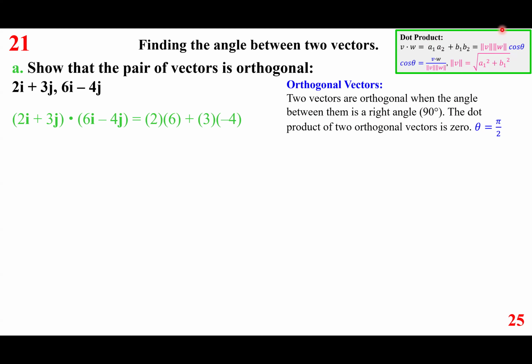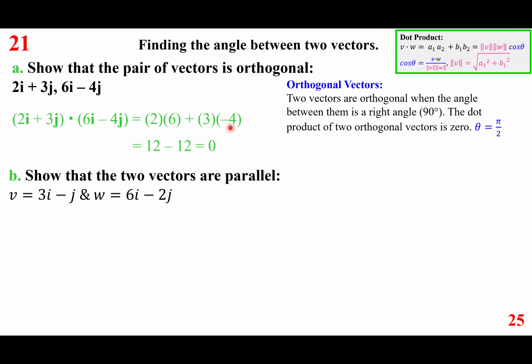So we are going to say 2 times 6, which is 12. And then 3 times negative 4, negative 12. We end up with 0. And that's a proof.